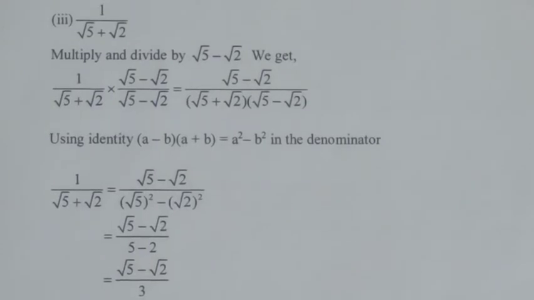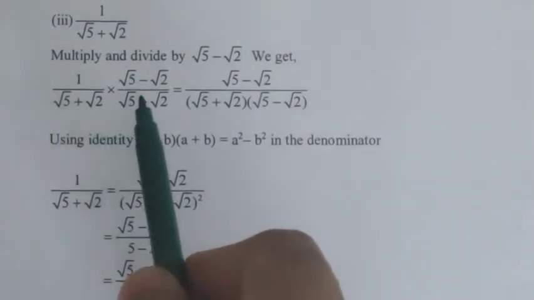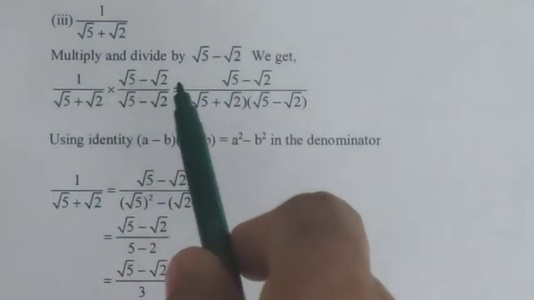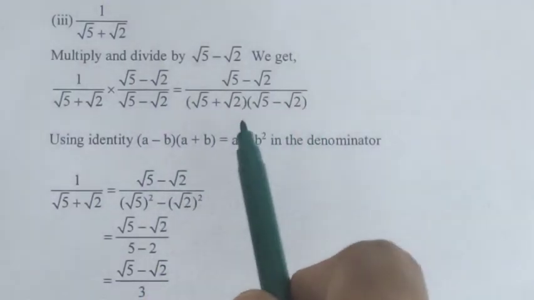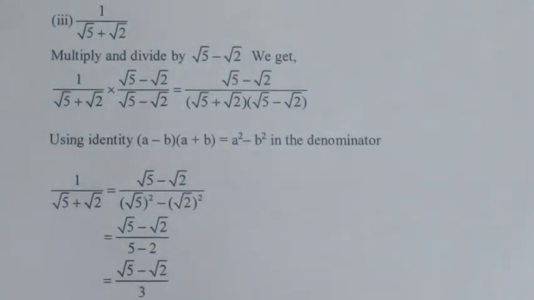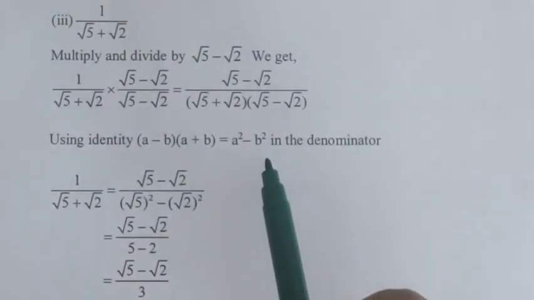Question number 3, 1 by root 5 plus root 2. So we should multiply and divide it with root 5 minus root 2. How do we decide this? The denominator sign is plus, so we multiply and divide with the negative sign. Root 5 plus root 2, we multiply and divide with root 5 minus root 2 (the middle term having a minus sign) divided by root 5 minus root 2. It is equal to root 5 minus root 2 divided by root 5 plus root 2 into root 5 minus root 2. Again the same rule, which rule? (a minus b) into (a plus b) equal to a square minus b square.